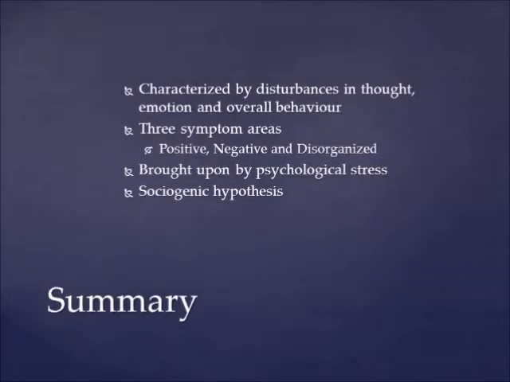So in summary, schizophrenia is a psychological disorder characterized by disturbances in thought, emotion, and overall behavior. There are three areas of symptoms: positive, negative, and disorganized. Schizophrenia is thought to be brought on by some sort of psychological distress. According to the sociogenic hypothesis, this comes from the environment.